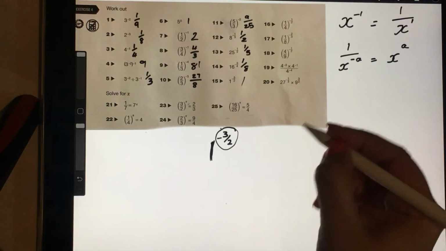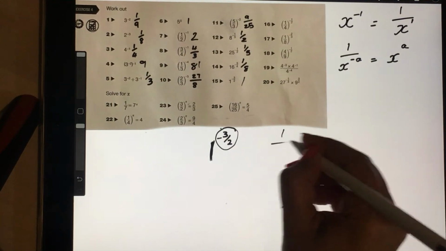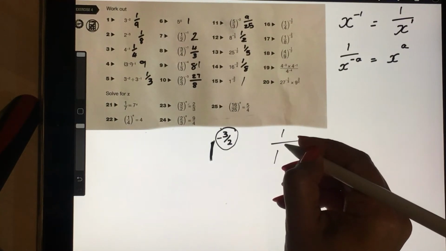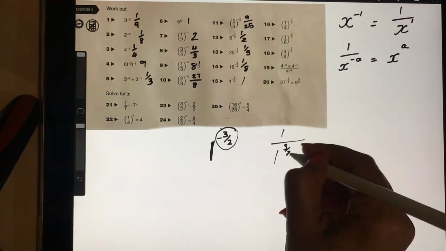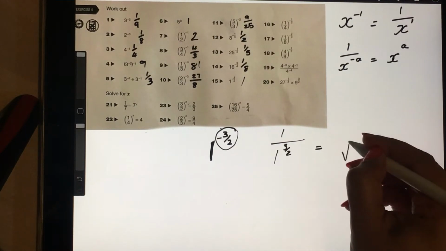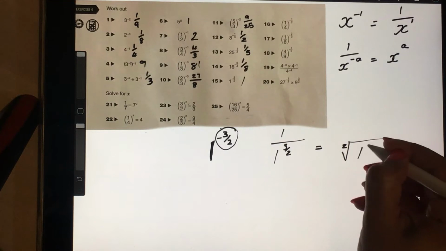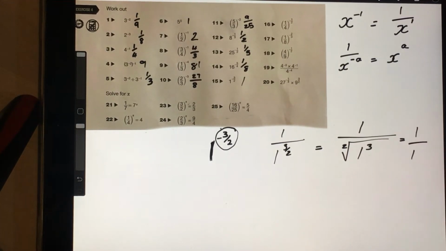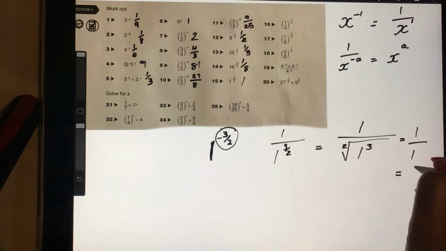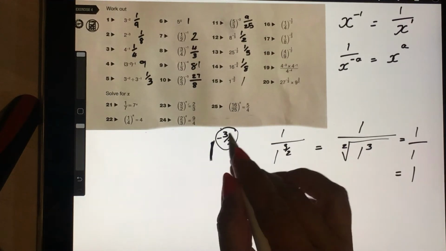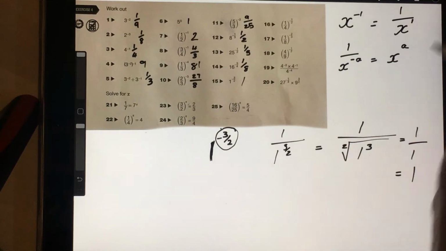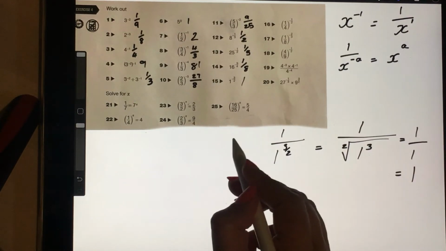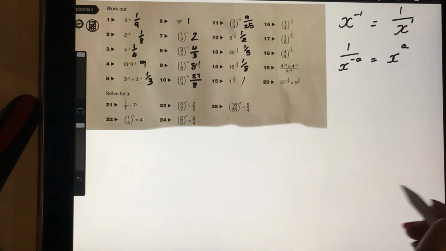Right, you could have worked it out by saying 1 over 1 to the power of 3 over 2, and then you take the square root of 1 to the power of 3 all underneath that bracket, and it's still only going to give you 1 over 1. So the answer will always just be 1. 1 to the power of anything stays 1. Right, so moving on to number 16.